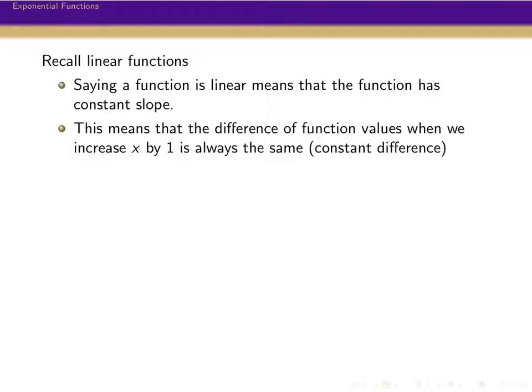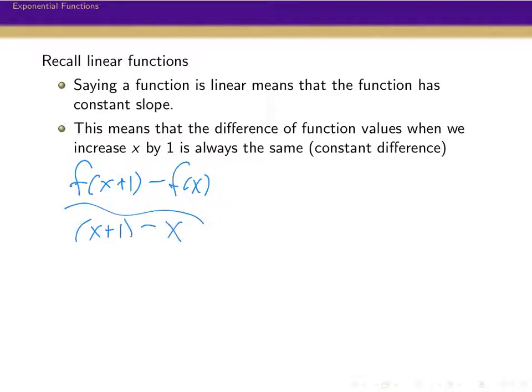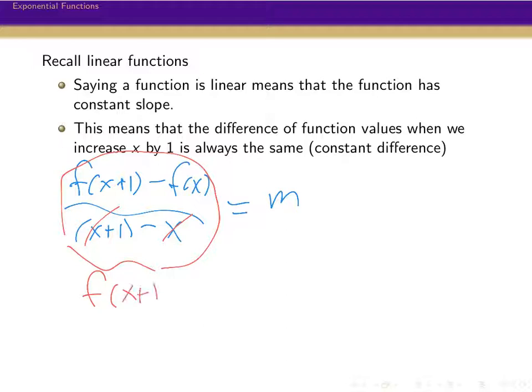So the idea is, using the slope function, f of x plus 1 minus f of x, over x plus 1 minus x. By the slope function, this will give you the slope. But on the bottom, you'll notice that with x plus 1 minus x, the x's cancel off. And so this whole thing simplifies to just f of x plus 1 minus f of x is equal to the slope m.